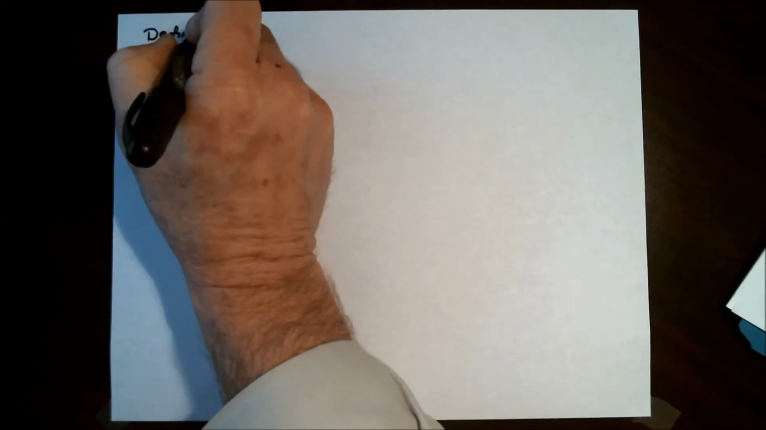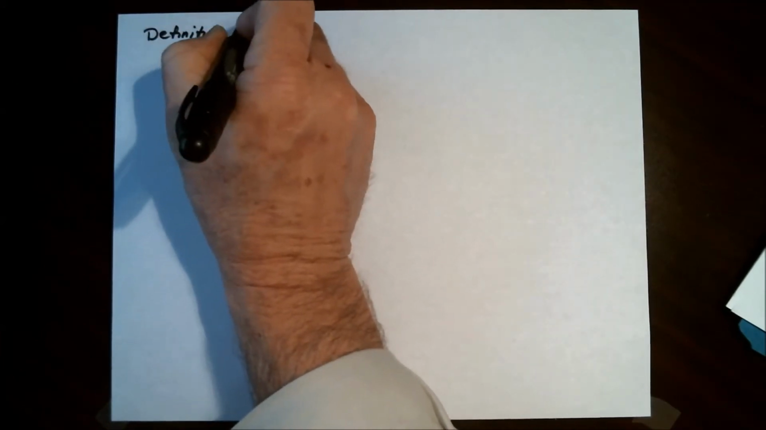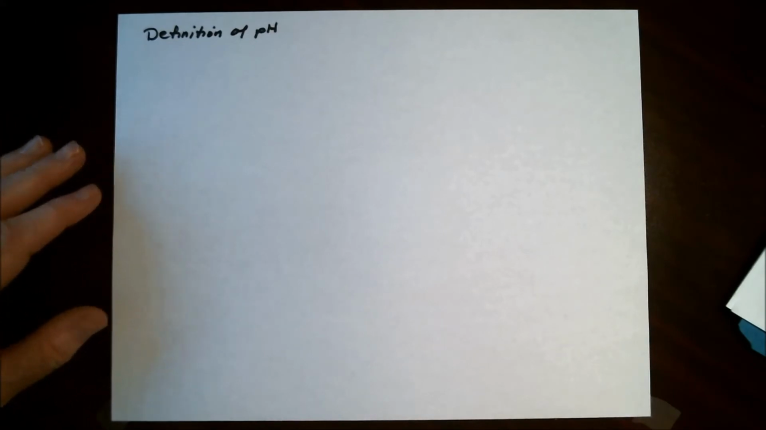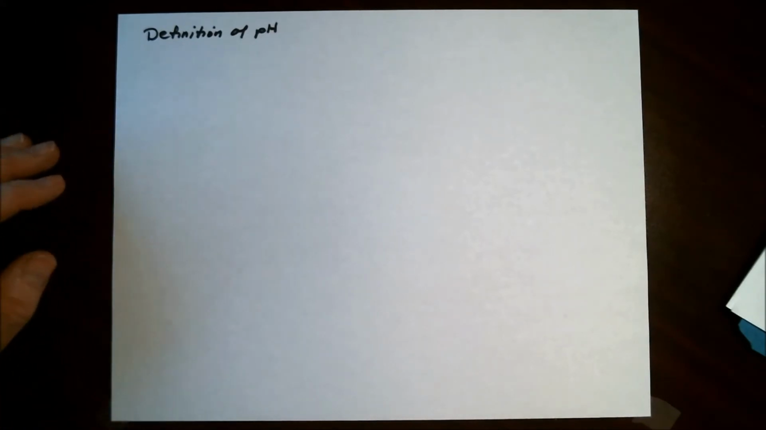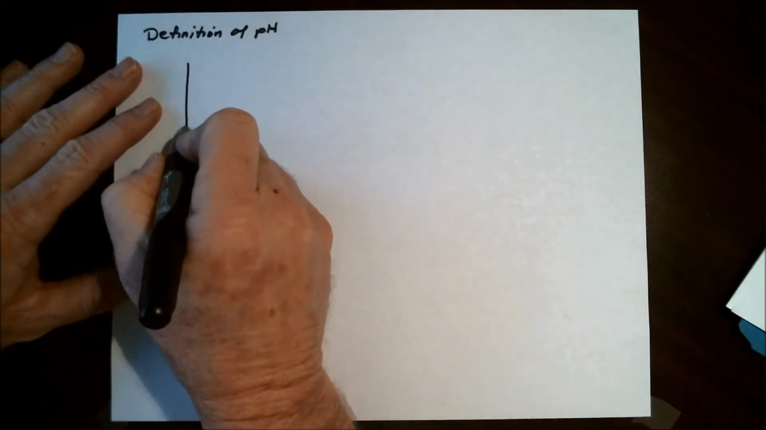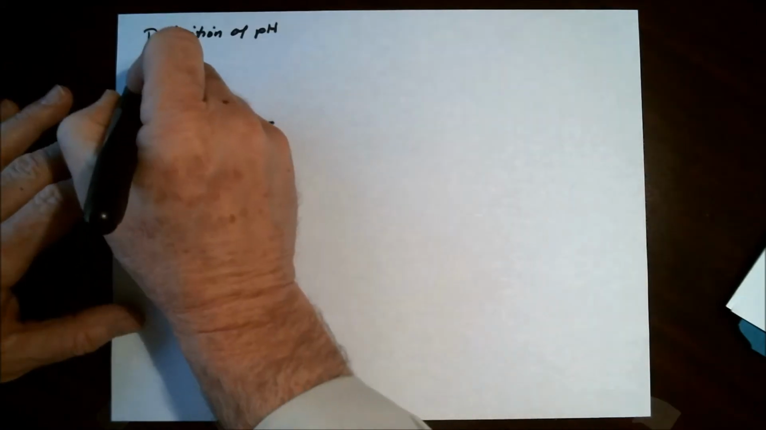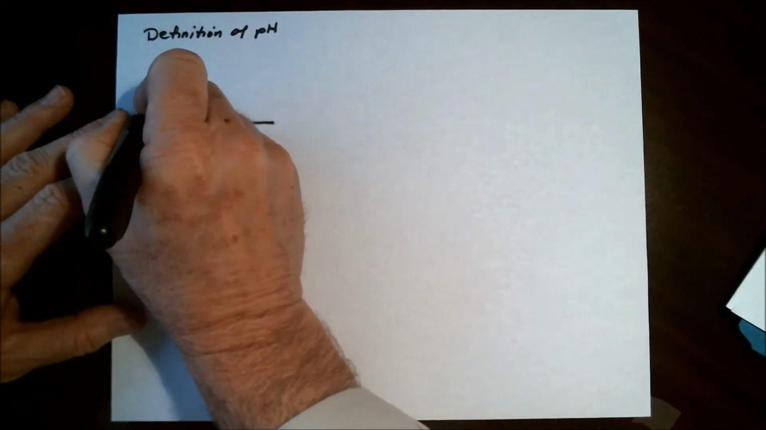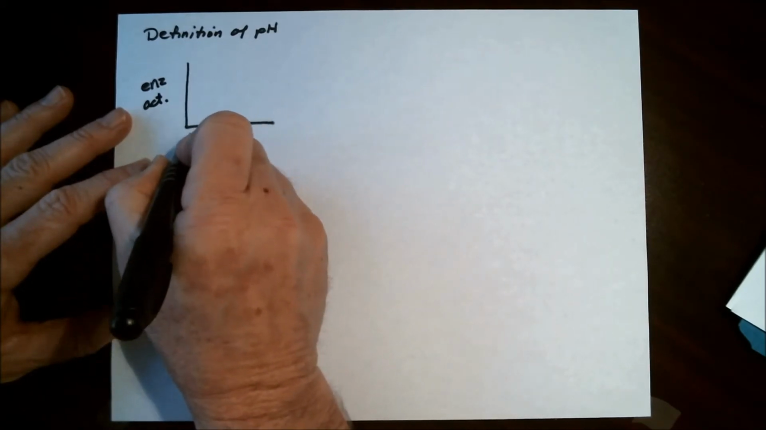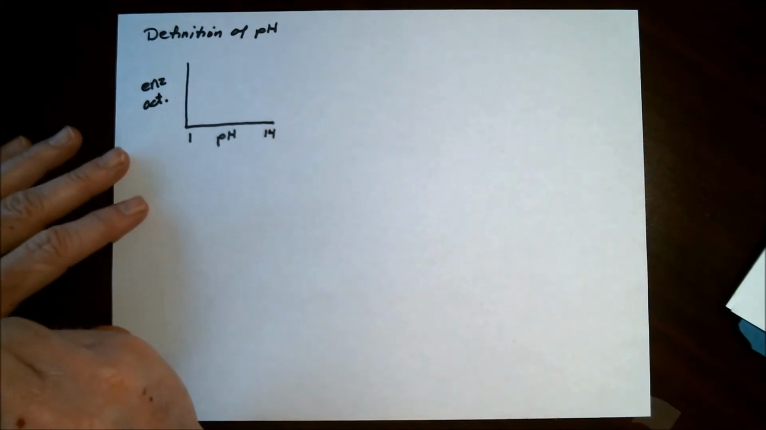Okay, so our next topic area we need to address is the definition of pH. So pH is extremely important in biochemistry, largely because of the environment that you need to maintain for proper catalytic reactions. So let's take a look at a graph of enzyme activity versus pH on a scale of, let's say, 1 to 14.